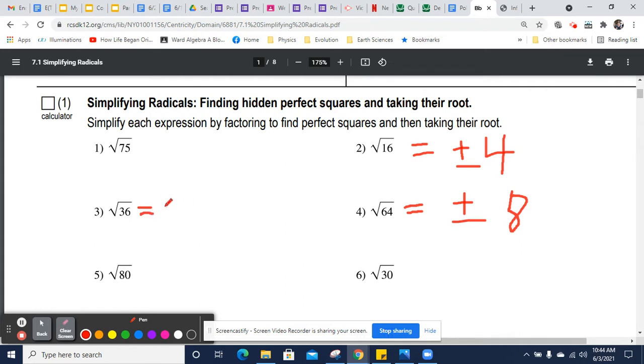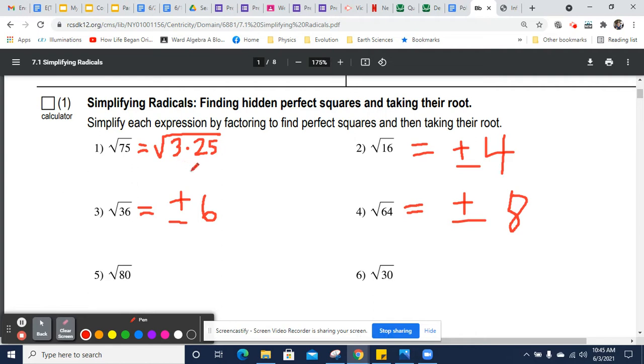Assuming you paused the video, you would have ended up with 6 for the square root of 36, and it would be a plus or minus version because 6 times 6 and negative 6 times negative 6 both equal 36. Now, 75 is a little trickier because 75 is not a neat and tidy perfect square. So we'd want to break 75 into factors. So 75 is 3 times 25.